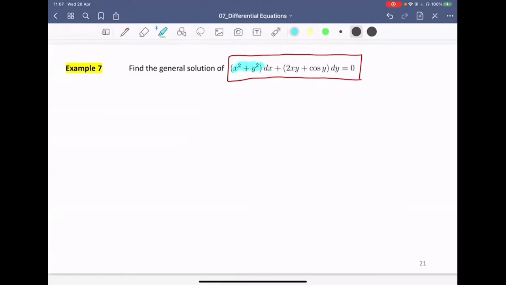You cannot separate x and y into a product for sure. So this is not a separable equation. Okay, then if it is not a separable equation, can we let M(x,y) equal x squared plus y squared? This is my M. And I will let my N(x,y) be 2xy plus cosine y.